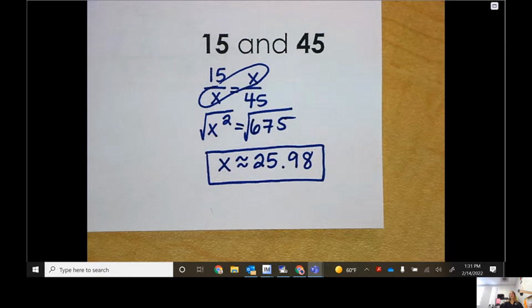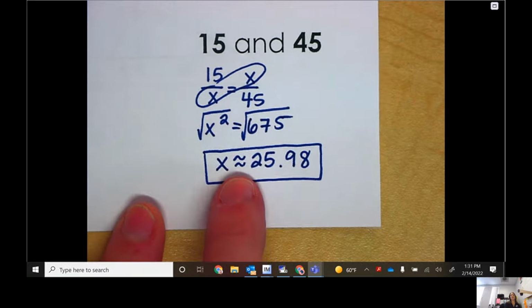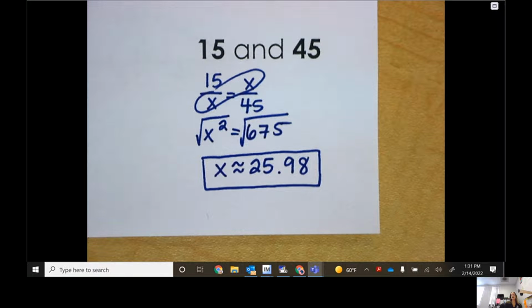About 25.98. Maybe you rounded up to be about 26. Maybe you wrote more decimal places. But again, even if you put 26, you rounded, so you need to put an approximate symbol. Anytime it's not exact, you better have an approximate symbol. Okay. All right, easy peasy, right?